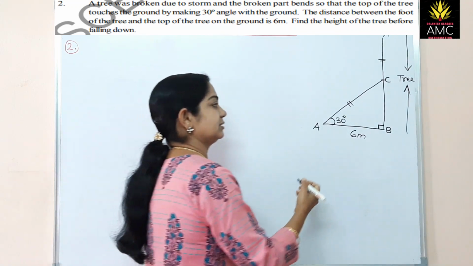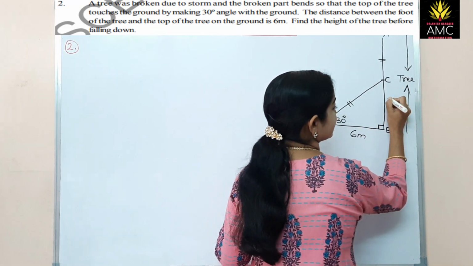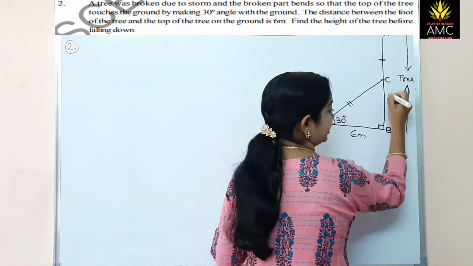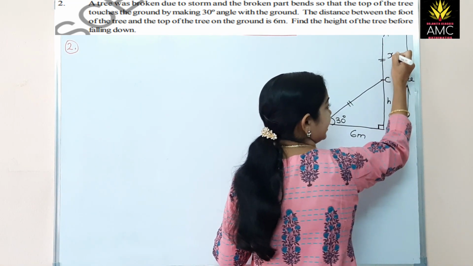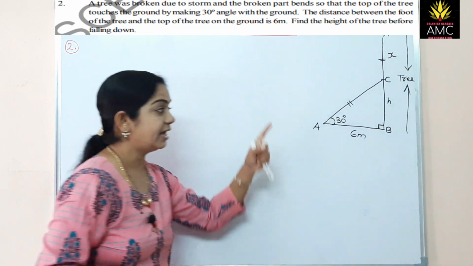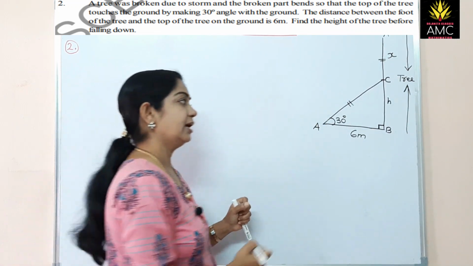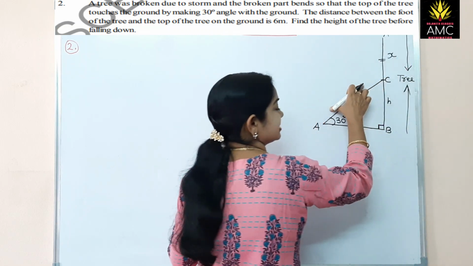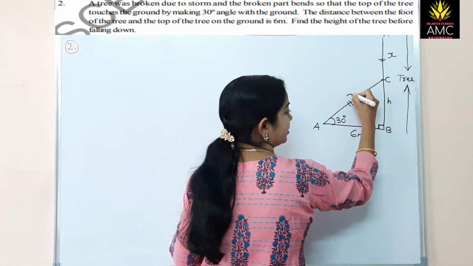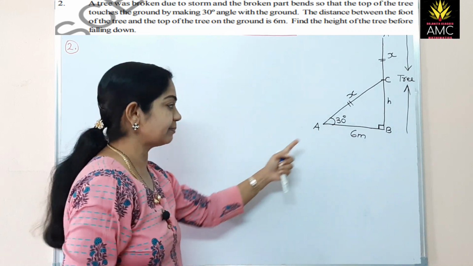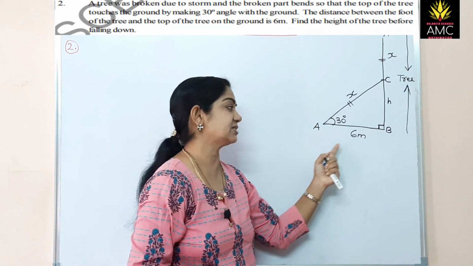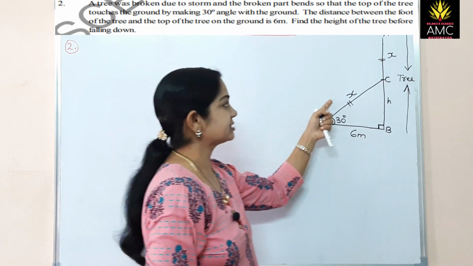Let me suppose this remaining part as H, and let me suppose the broken part as X. Now we have to find X plus H. This part is the same as this, this is AC, that broken part only. It is touching the ground at a point 6 meters away, isn't it? So this is x, this is x.